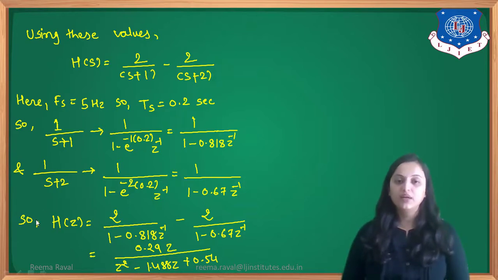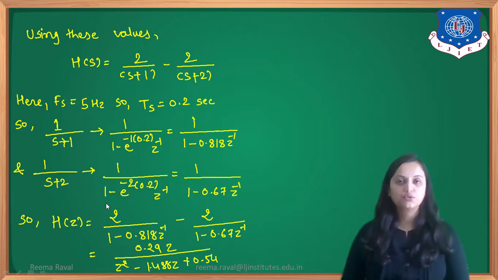And now 1 upon s plus 2 is to be obtained in the same way. That is 1 upon 1 minus e raised to minus 2 into 0.2 into z inverse. That will be equal to 1 upon 1 minus 0.67 z inverse. Here 0.67 is the obtained value of e raised to minus 0.4, because here 2 into 0.2 is to be done.